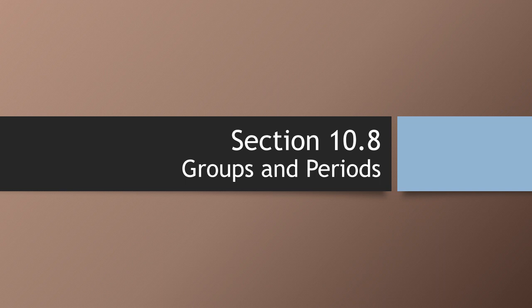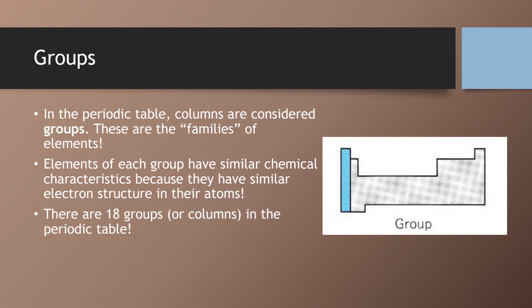So in the last section this week, let's talk a bit about groups and periods. On the periodic table, columns are considered groups. These are essentially the families that we talked about. Each column represents a group that behaves similarly. Everything in a column is going to react in a similar way as the others in that column, and it's because they have a similar electron structure.